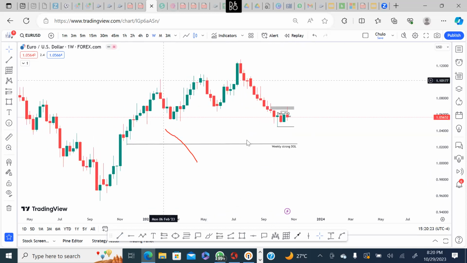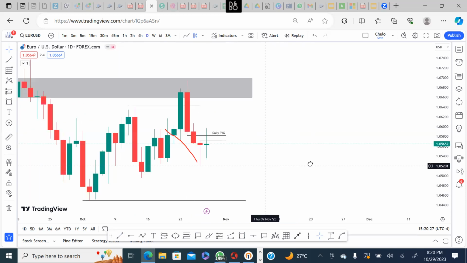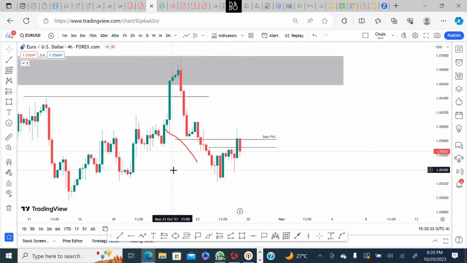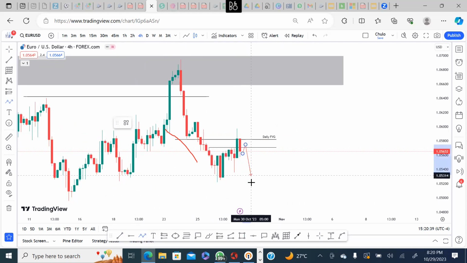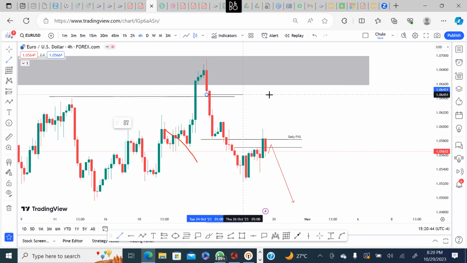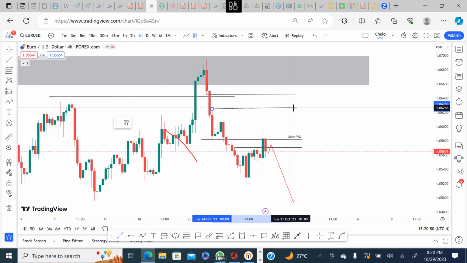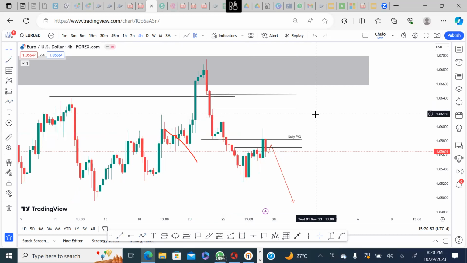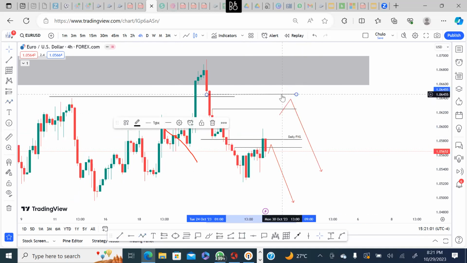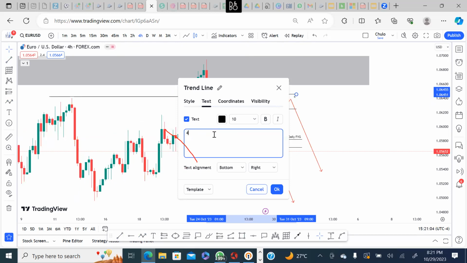So going to the daily, everything looks nice from the daily. Now let's see what we'll have for the intraday. From the 4 hours, I'm expecting the continuation from here to drop down, or price should play this fair value gap here to continue the down movement. Let's label this our FVG.